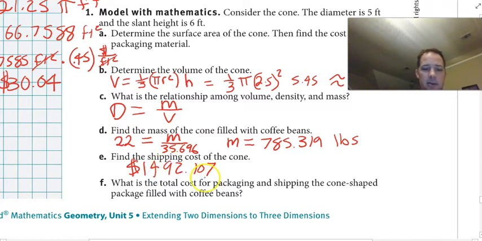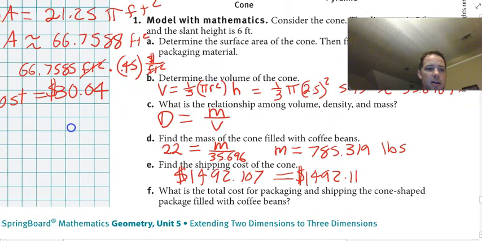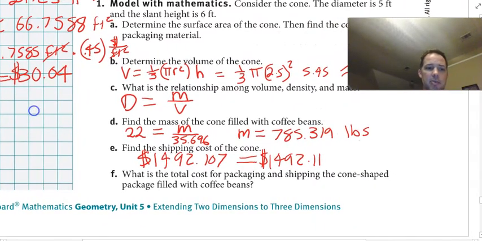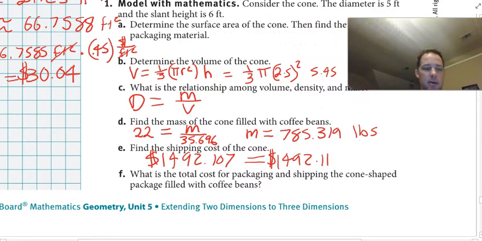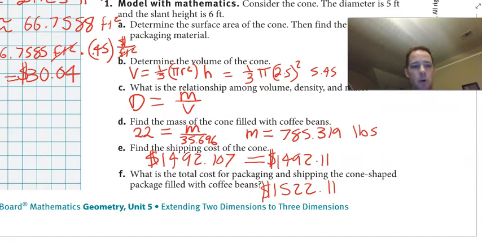I guess if you round to the nearest cent, it'd be 0.11. And then what is the total cost? We could just add that $30 for packaging that we came up with. So $14.92 would be $15.22.11 should be the total cost. Oh, whoops, 0.04. So 15 should be at the end there, because we add 4 cents to that as well.